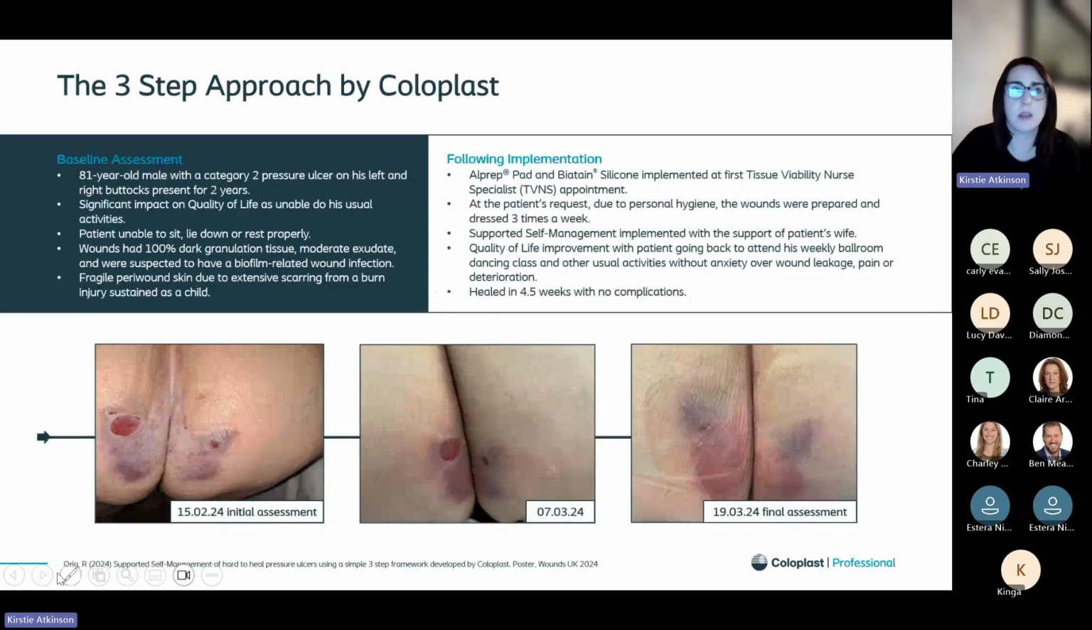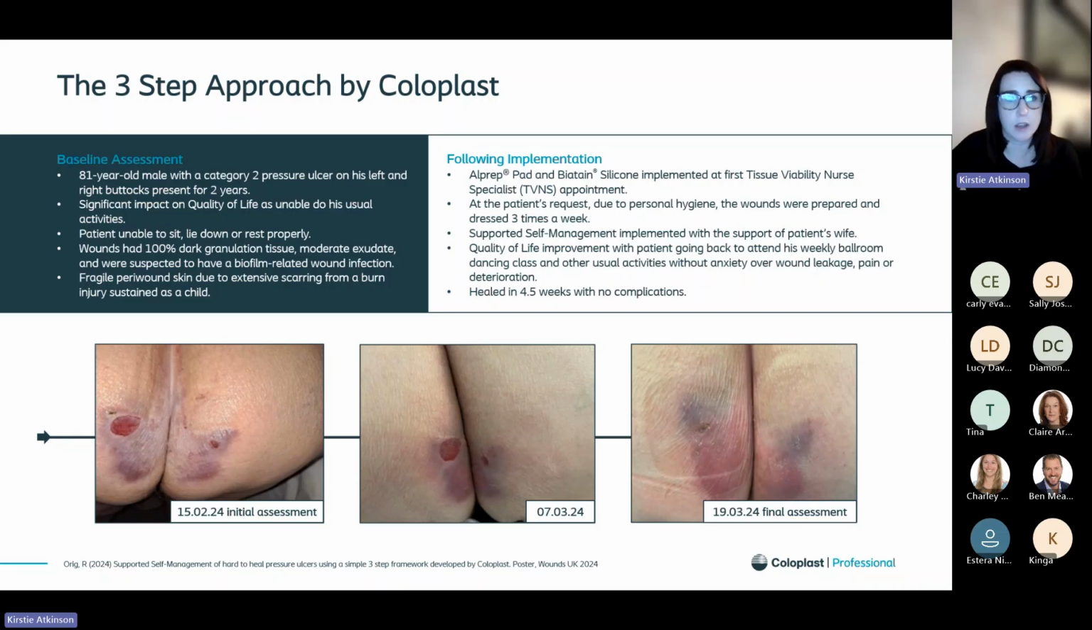And this is just one of these patients here. This is a patient from my colleague Rommel, who you saw on the screen before. This is an 81-year-old gentleman who had a category 2 pressure ulcer on both buttocks, and he'd had them for 2 years. They were having significant impacts on his quality of life, and he wasn't able to do his usual activities such as ballroom dancing classes with his wife. He was unable to sit down, lie down, or rest properly. If you can think of the considerable impact that would have on you, just one night not getting a good night's sleep can make you feel rotten.